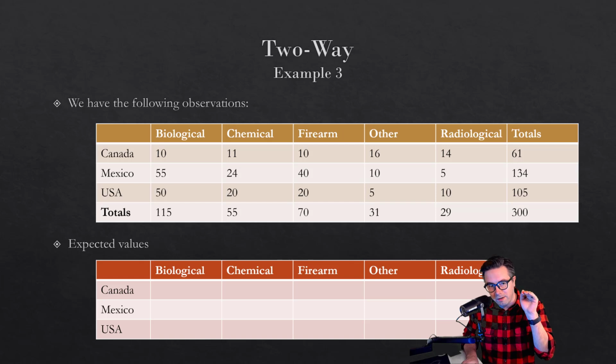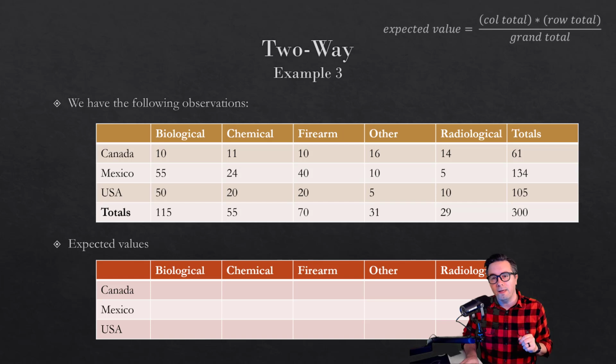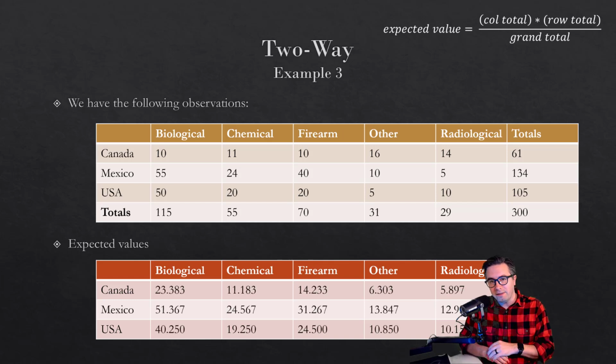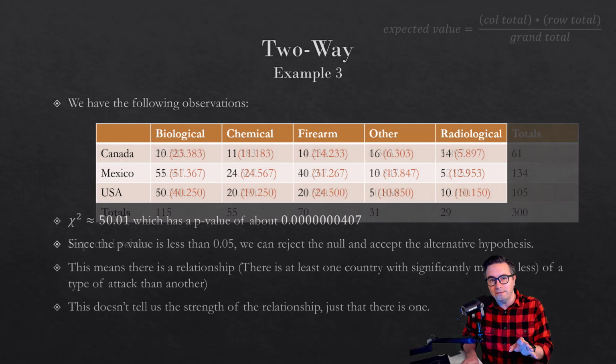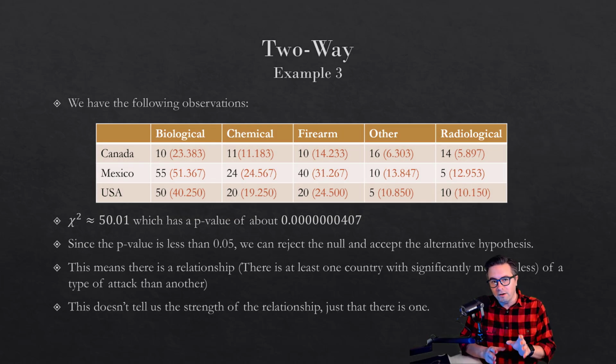And so we'll do the expected value for each one of these so that we can pair it with the observation and do that sum that we did before, right? And so the formula that we have for the expected value is the column total times the row total divided by the grand total. And when we find out what each one of those are, it's about this, okay? And so we'll just move that up here and we'll combine these so that we can find our chi-square. Because remember, we have our observed and our expected, that's what we need.